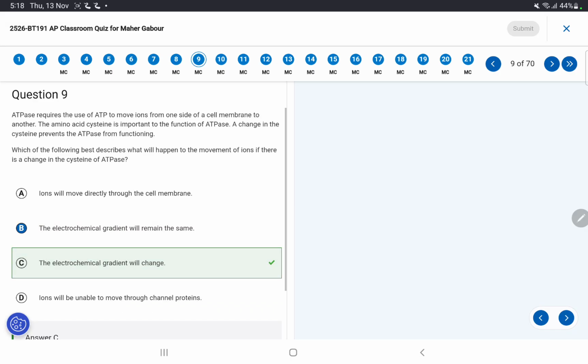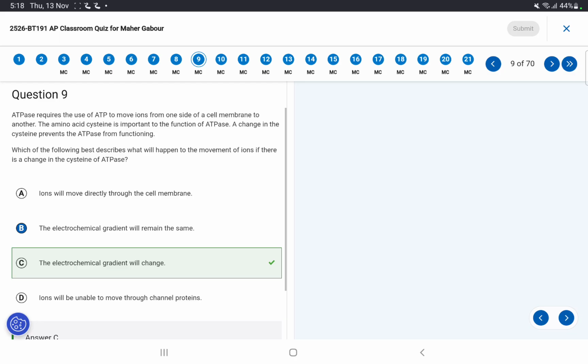Which of the following best describes what will happen to the movement of ions if there is a change in the cysteine of ATPase? Okay, so let's read. ATPase requires the use of ATP to move ions from one side of cell membrane to another. The amino acid cysteine is important to the function of ATPase. So this amino acid that's called cysteine is important to the function of the ATPase. A change in the cysteine prevents the ATPase from functioning.